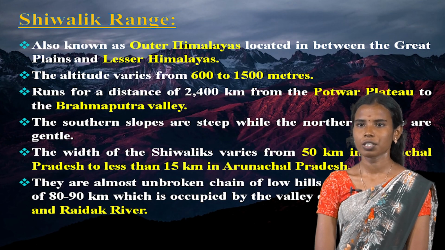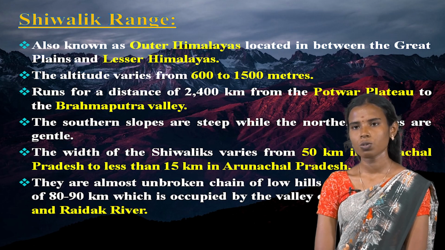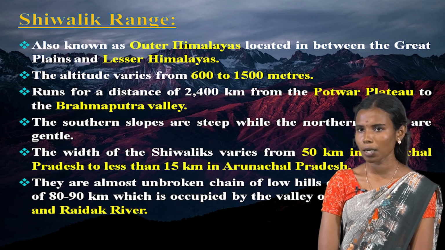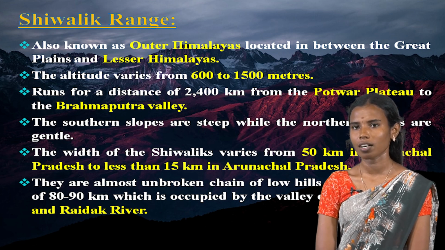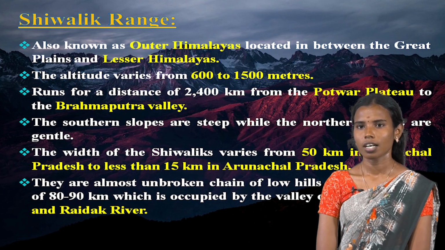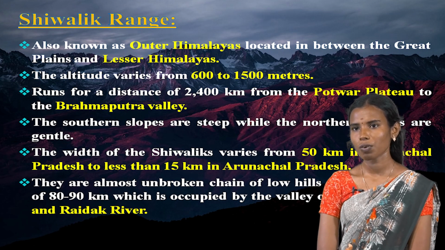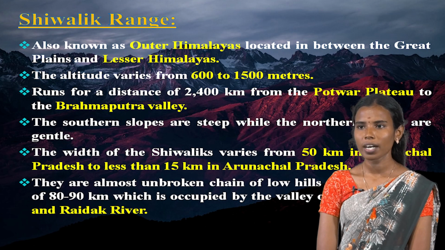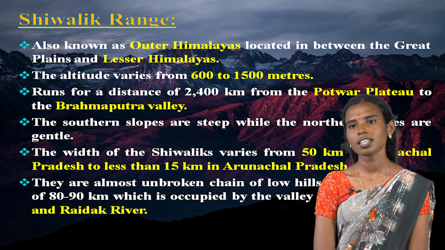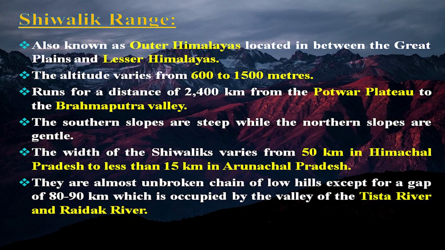First one is the Shivalik Hills. It is also known as the Outer Himalaya, located in between the Great Plain, that is the Indo-Gangetic Plain, and the Lesser Himalaya. The altitude varies from 600 to 1000 meters and it runs for a distance of 2400 km from the Potwar Plateau, which is located in Pakistan, to the Brahmaputra Valley. The southern slopes are steep while the northern slopes are gentle.